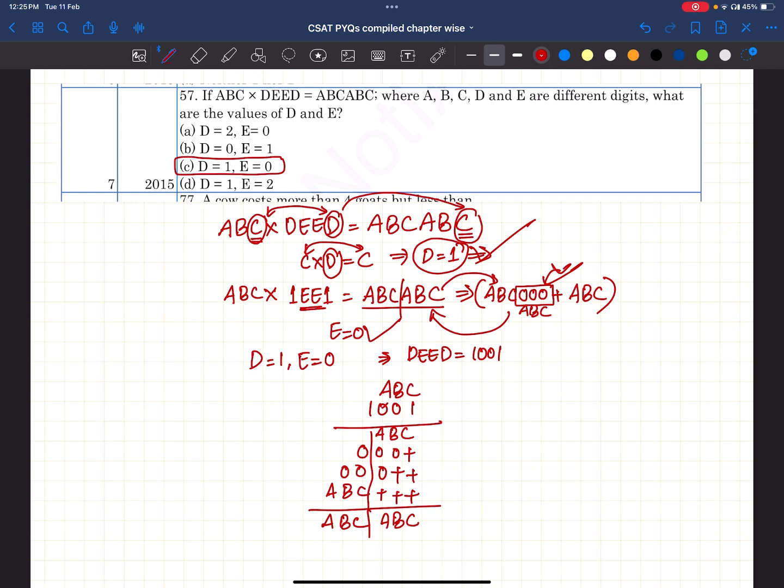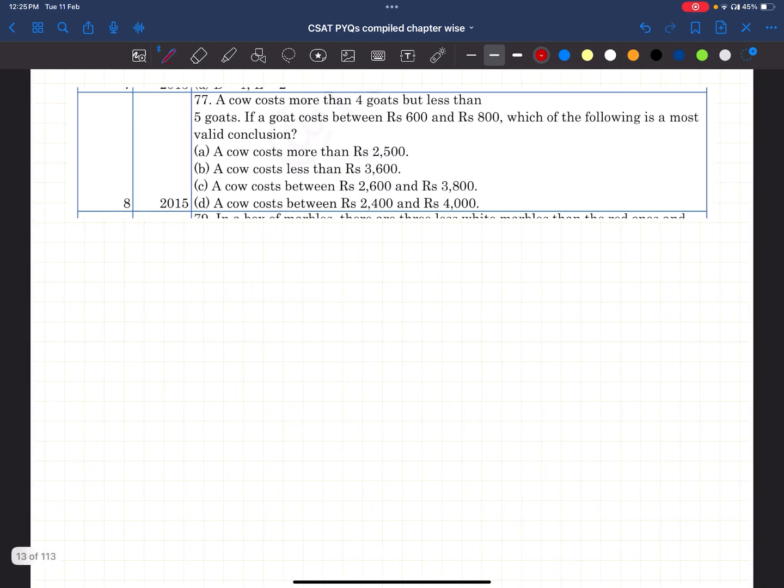Okay. Now let's go to the other question. A cow costs more than 4 goats but less than 5 goats. See what is given? A cow costs more than 4 goats but less than 5 goats, right? If the goat costs between 600 to 800. Now the goat value is given as 600 to 800. This is the range.